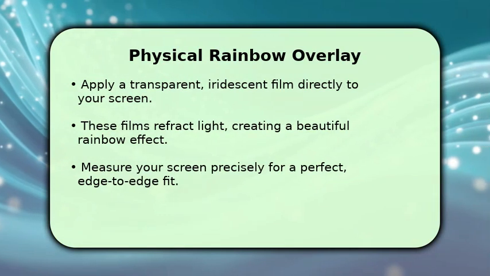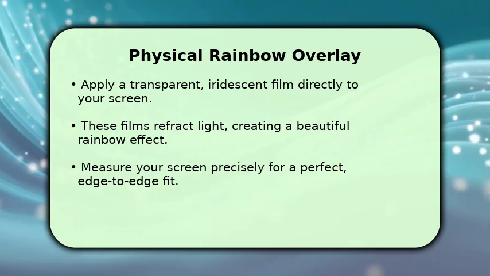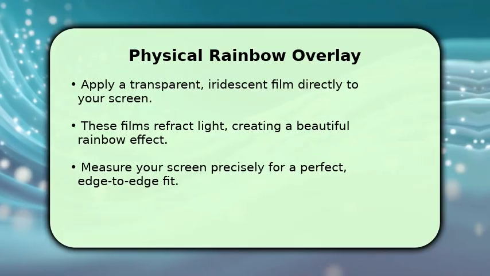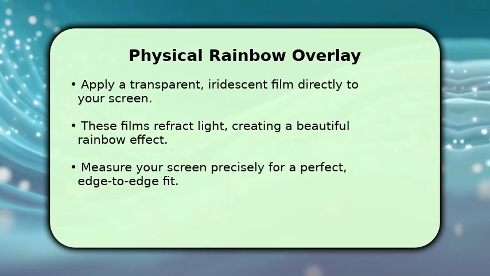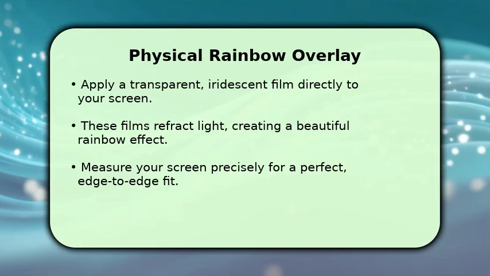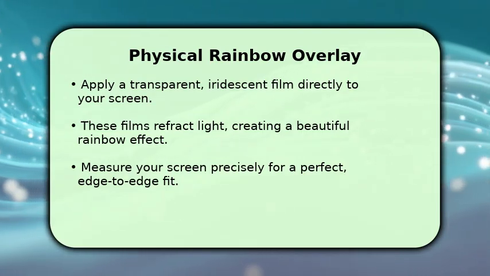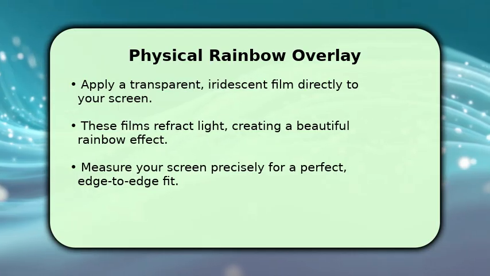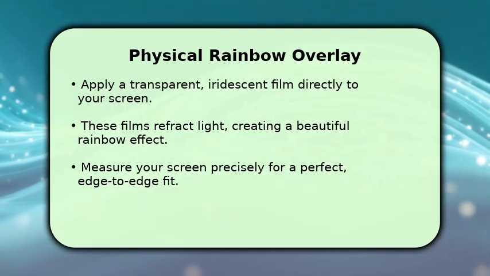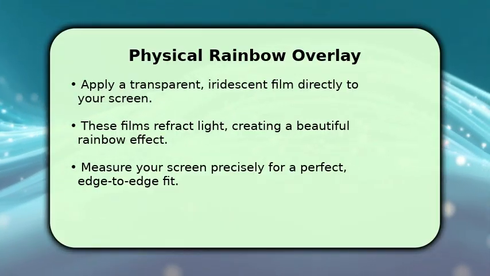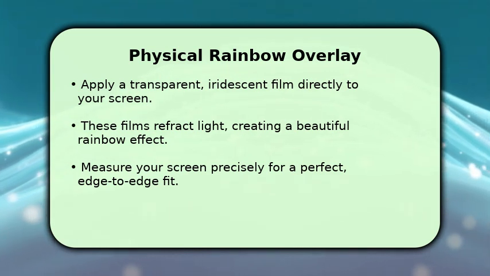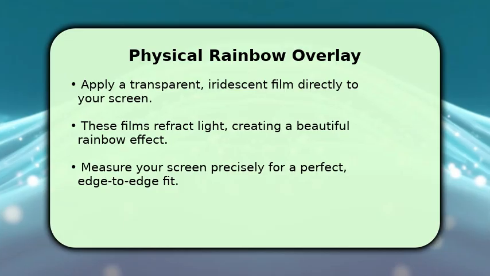If you prefer a physical approach, consider using a transparent, iridescent film. These films are designed to refract ambient light, producing a stunning rainbow effect directly on your screen's surface. You'll need to carefully measure your display to ensure you purchase the correct size, perhaps within 1 millimeter accuracy. Clean your screen meticulously before applying the film to prevent any air bubbles or dust from getting trapped underneath. This method offers a static, yet vibrant, visual transformation.